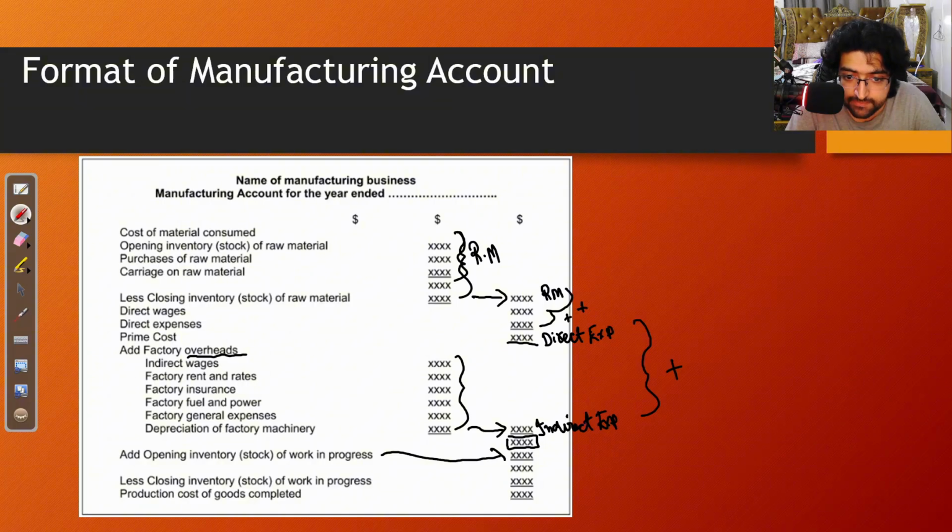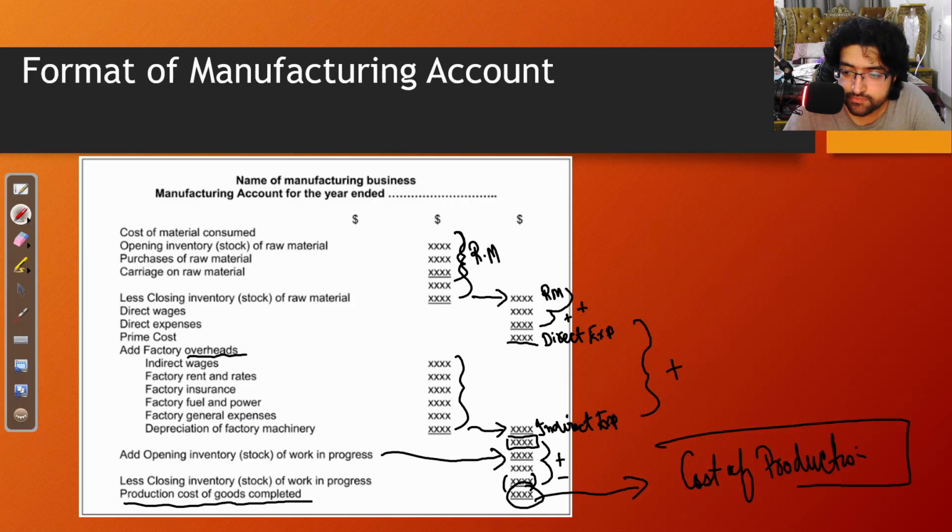So we add them. And then we less closing stock of work in progress because these are unfinished goods this year. So you cannot include them in cost of manufacturing for this year as they will not be sold this year. They are not even manufactured this year completely, right? So once you have this figure, you add opening work in progress to it and subtract closing work in progress from it to get a final value which we call production cost of goods completed, or in simple words, cost of production or cost of manufacturing.